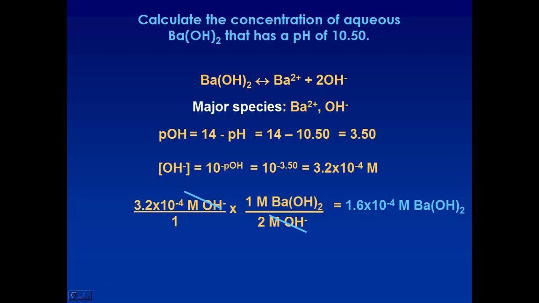Okay. I'm sorry I'm doing these videos kind of fast. I will explain a little bit more on Monday what the heck's been going on. Okay. So 1.6 times 10 to the negative fourth would be the concentration of the barium hydroxide solution.